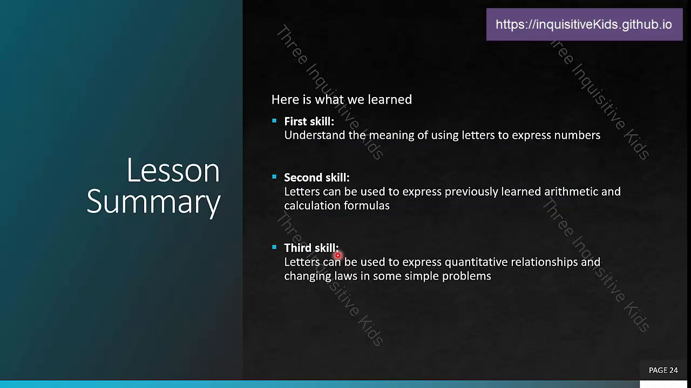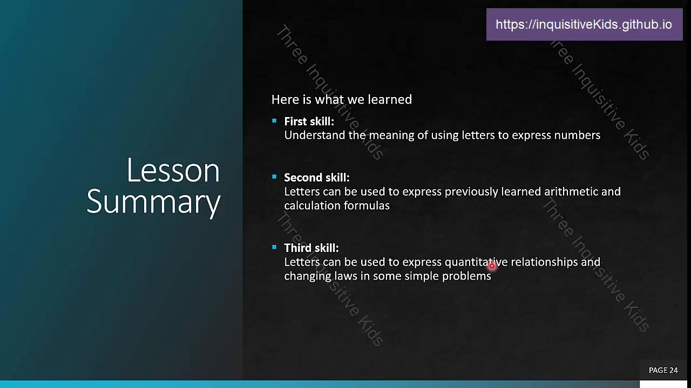Now let's do a skill summary or lesson summary. So we learned 3 very important skills that we're going to need for the rest of the unit and later on in life. The first skill we learned was that we understood the meaning of using letters to express numbers. The second skill that we learned was that letters can be used to express previously learned arithmetic and calculation formulas. That could be stuff like the distributive property or how to find the area of a triangle. Those are all arithmetic and calculation formulas.